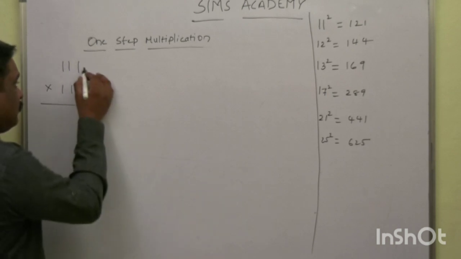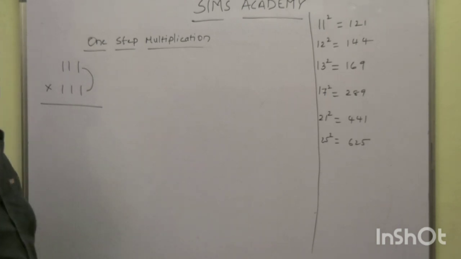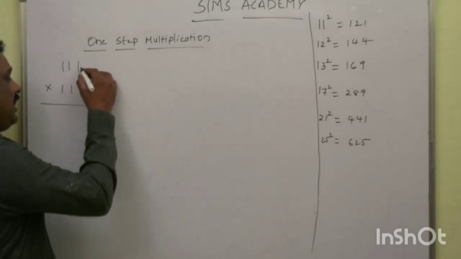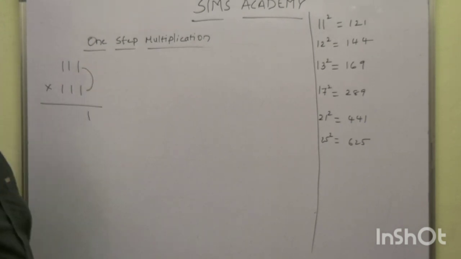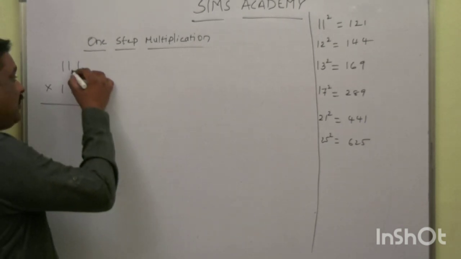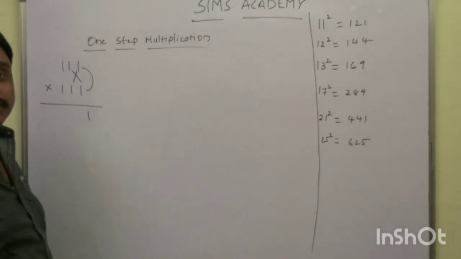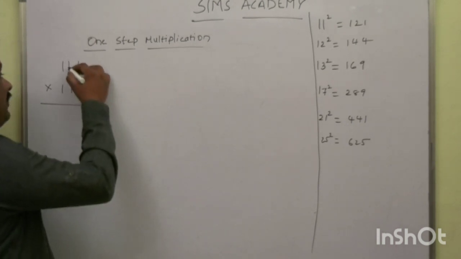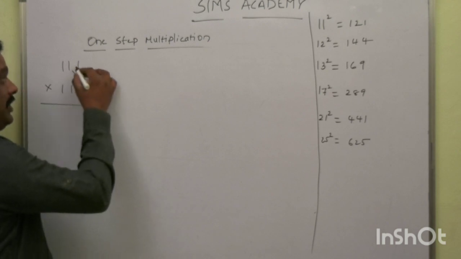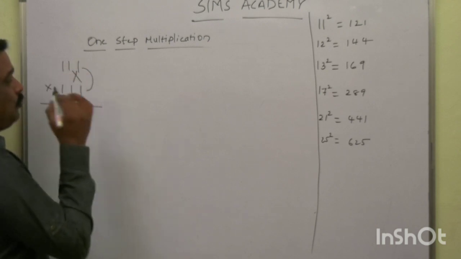First, these two. 1 into 1, 1. Next, crisscross. 1 into 1, 1 plus 1 into 1, 1, 1 plus 1, 2.